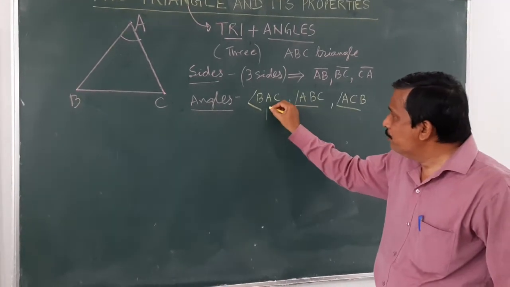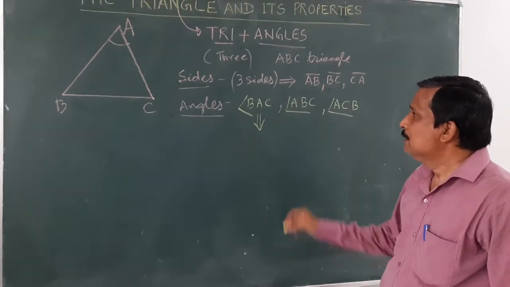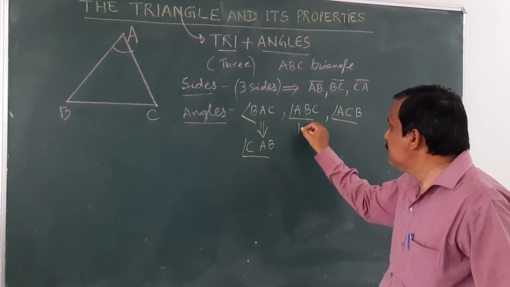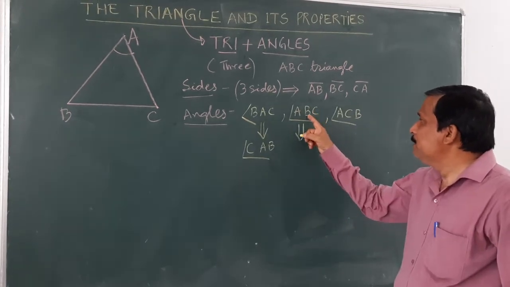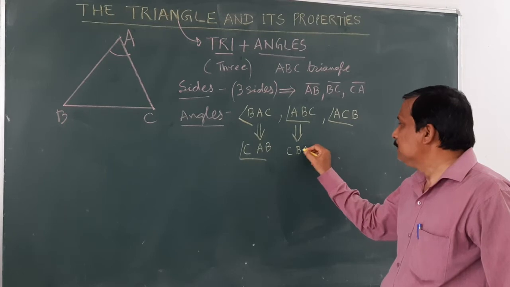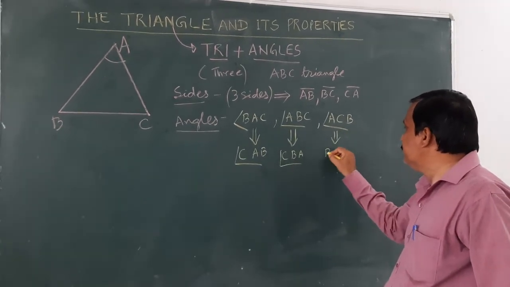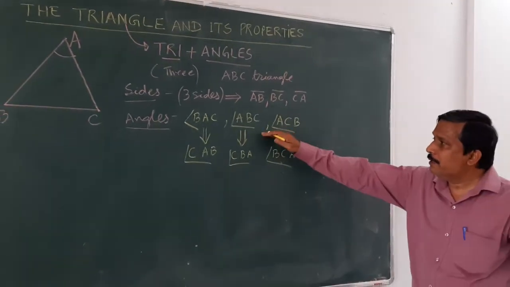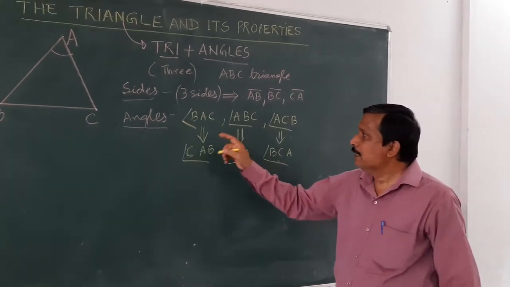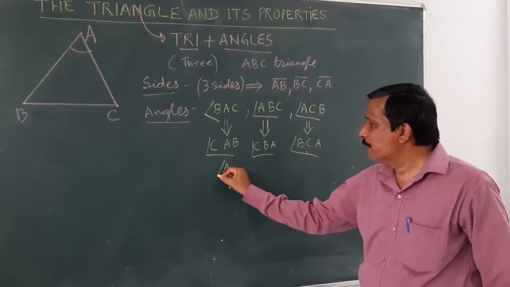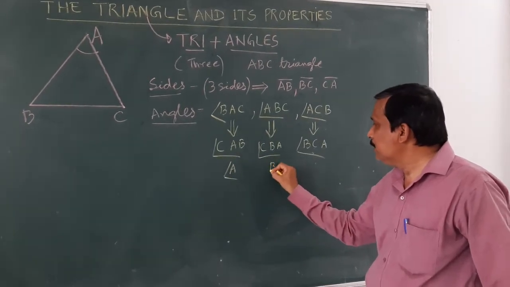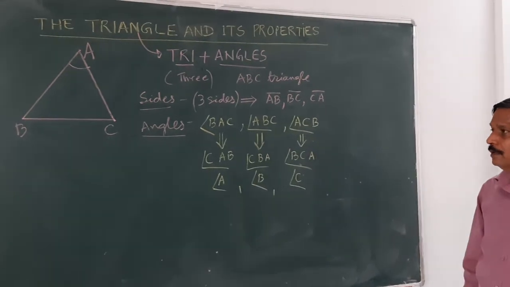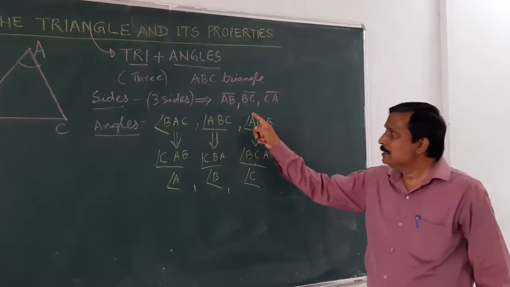In another way, this BAC can be written as CAB. Similarly, this ABC can be written as CBA, and this ACB can be written as BCA. So these are the various ways you can write the different angles. Sometimes in a short way you can write angle A, angle B and angle C. So these are the various ways to write the different sides and different angles.